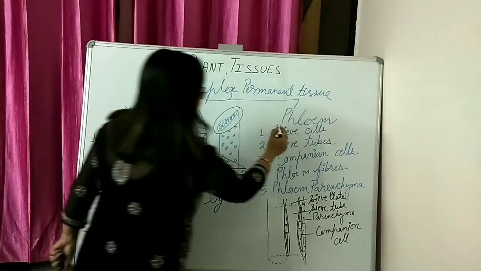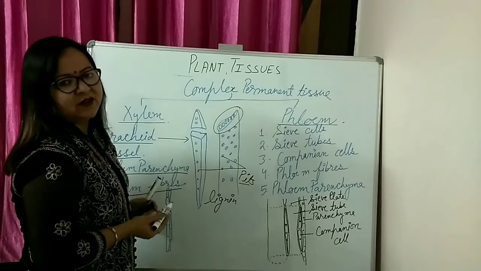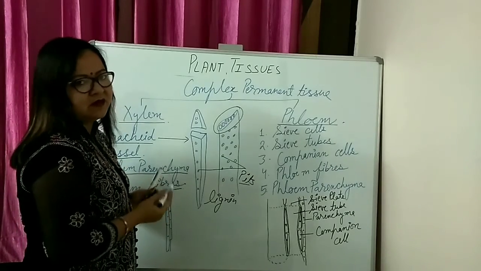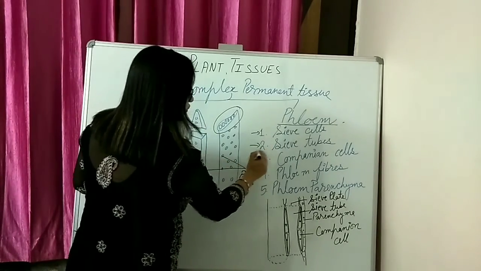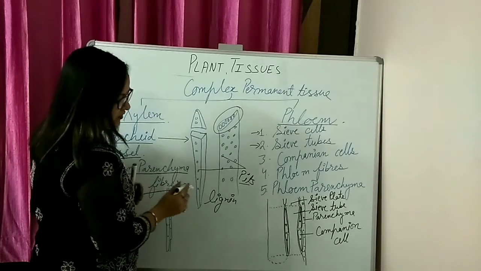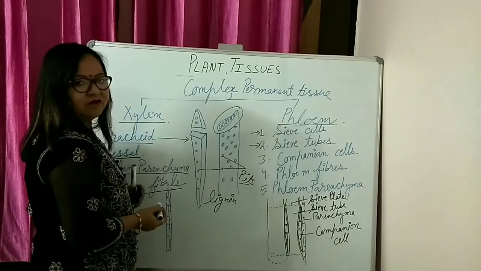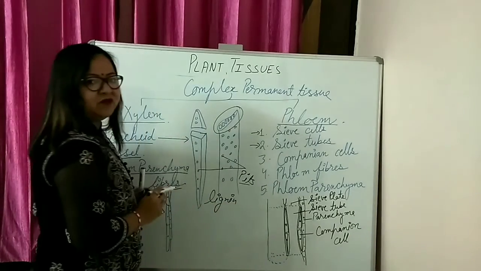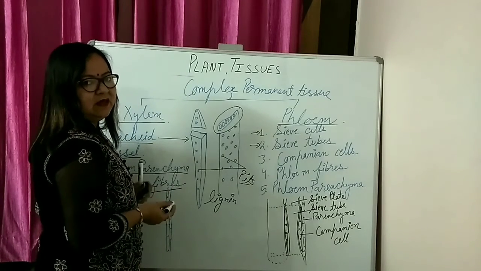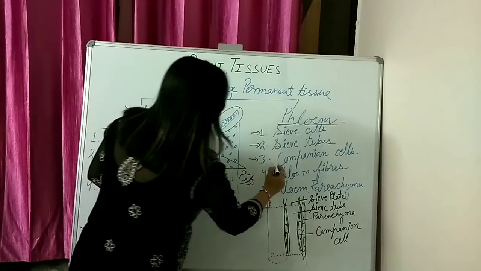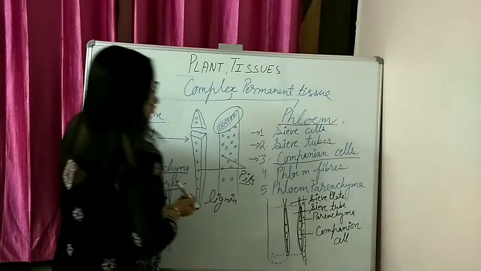Next, we come to the phloem. Phloem is also a conducting tissue. It helps in the transport of food from the leaf to the other plant parts. It has the following components: sieve tubes. Sieve tubes are tubular structures and have sieves on both ends of the cell. At maturity, sieve tubes do not have a nucleus, so their activity is controlled by the companion cells. These are the companion cells near the sieve tubes.